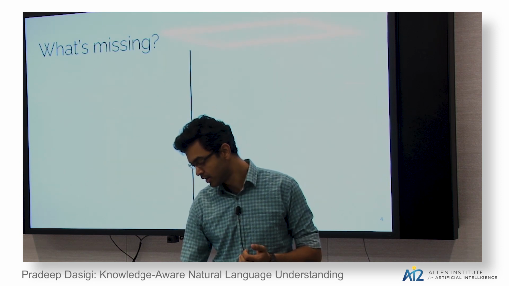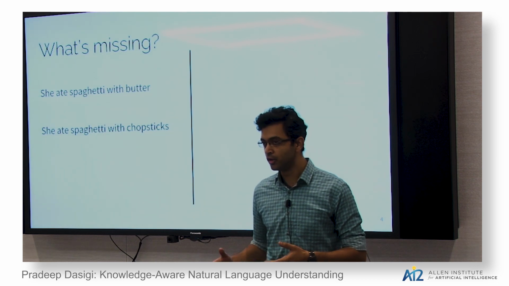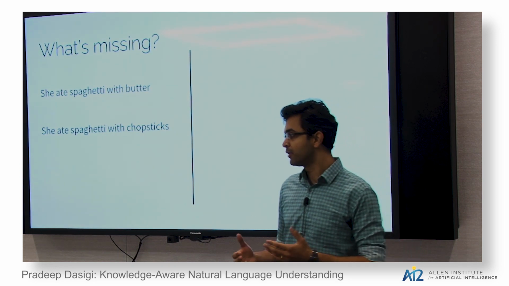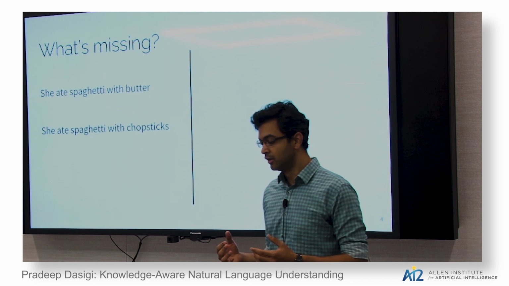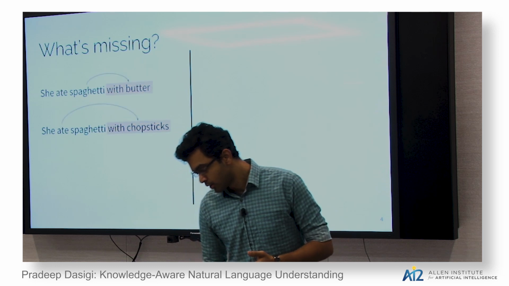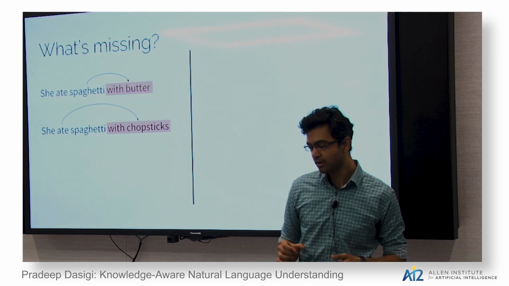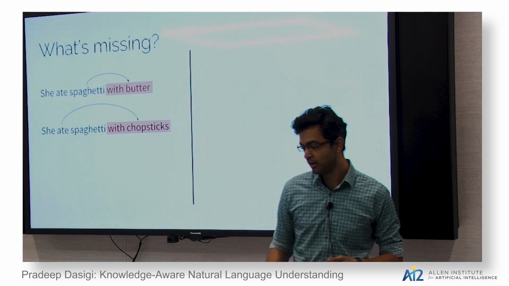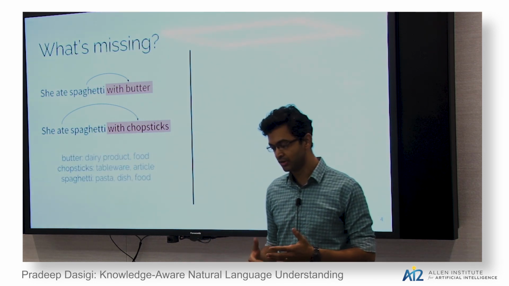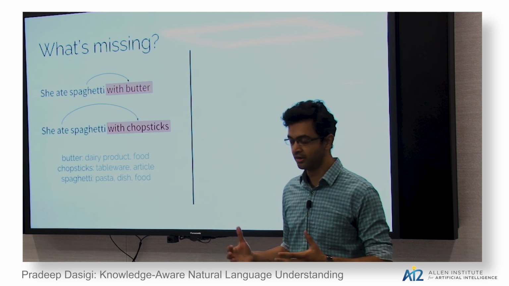Let's see what's missing. Say, for example, your language understanding system is encoding the following two sentences. She ate spaghetti with butter, and she ate spaghetti with chopsticks. A good language understanding system needs to identify that the phrases with butter and with chopsticks are performing two different functions. Concretely, if you're building a dependency parser, the phrase with butter should attach to spaghetti, and the phrase with chopsticks should attach to ate. That is because we know that butter is a dairy product and it's some kind of food, so is spaghetti, but it's a pasta dish and so on. And chopsticks are tableware, and it's an article.